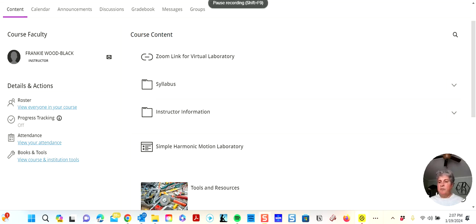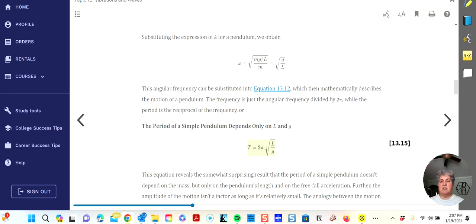Good afternoon. We're going to do a little bit of an introduction into the simple harmonic motion laboratory that will be conducted for General Physics 2. In your chapter, as we get started in General Physics 2, we are normally going to be doing something called simple harmonic motion. And simple harmonic motion is going to be repetitive motion, and I'm going to go ahead and call up your book so that you can actually see the equations that we're going to be dealing with.